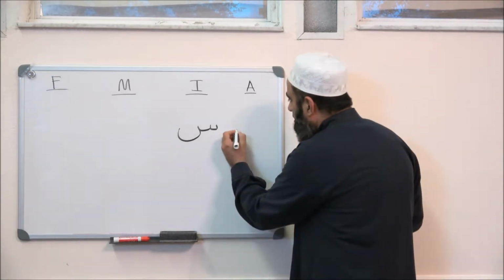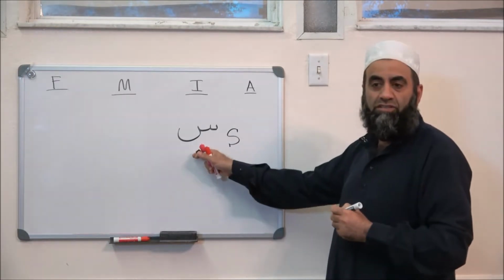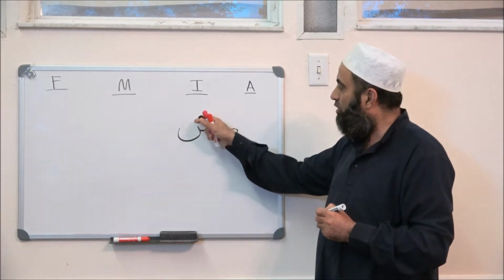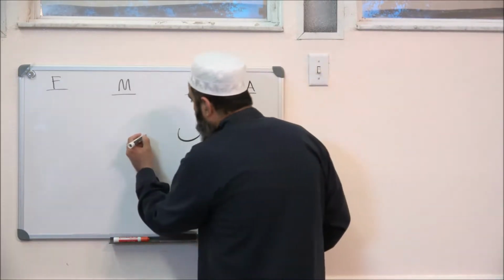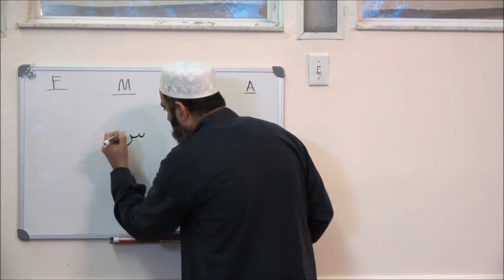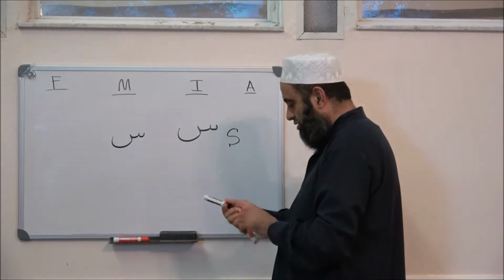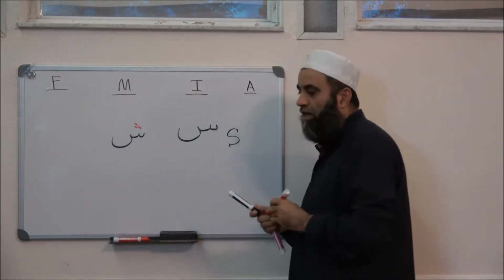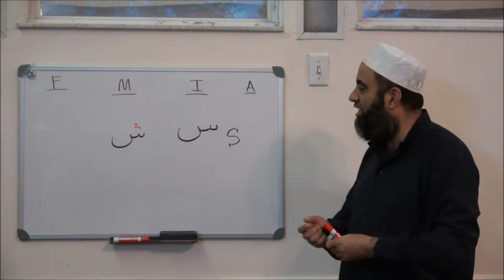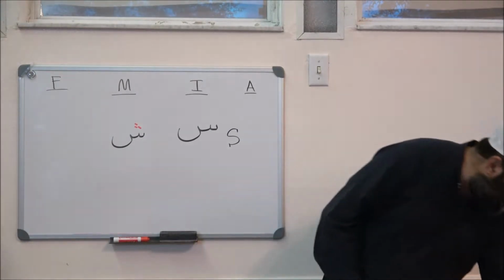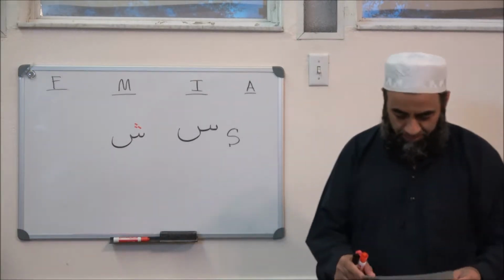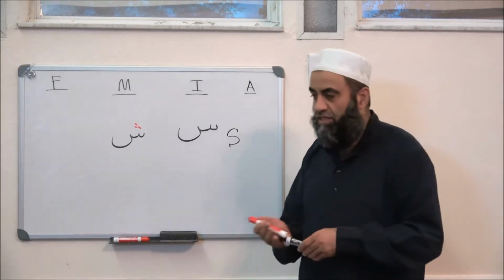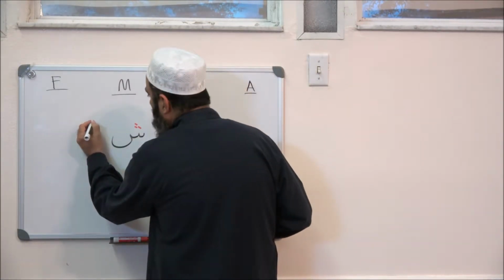And the sister of this letter is exactly the same shape, but with 3 dots on the top. Let's put the dots in another color. According to the table, what was the example I gave for this letter? Let's start using the table, inshallah. Which was sheriff, right? So this letter sounds like the SH in the word sheriff.